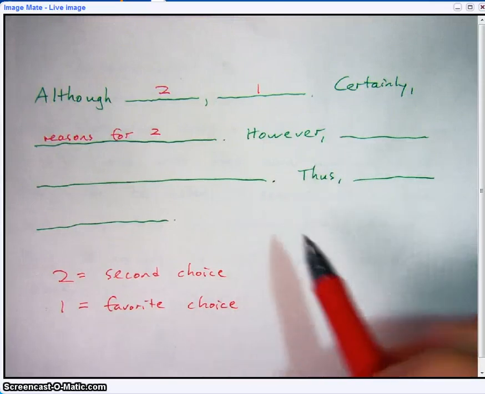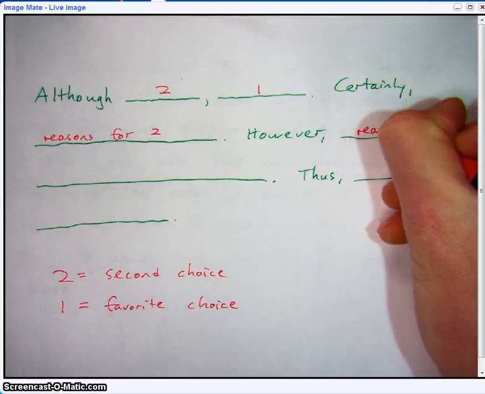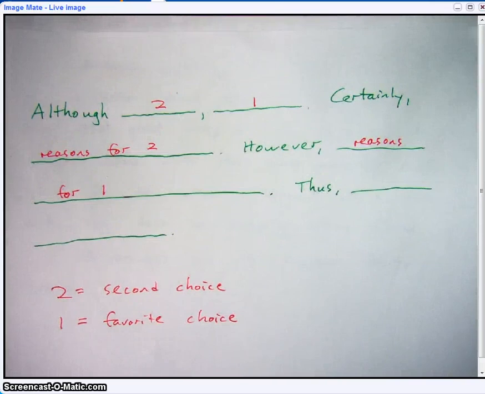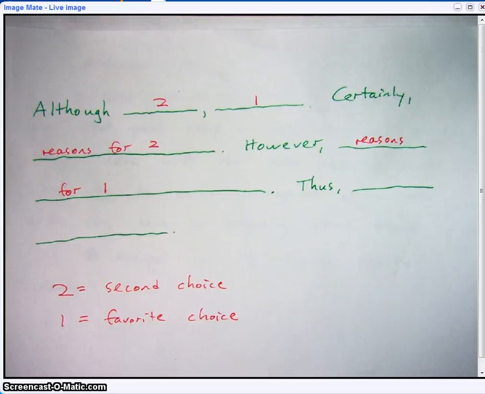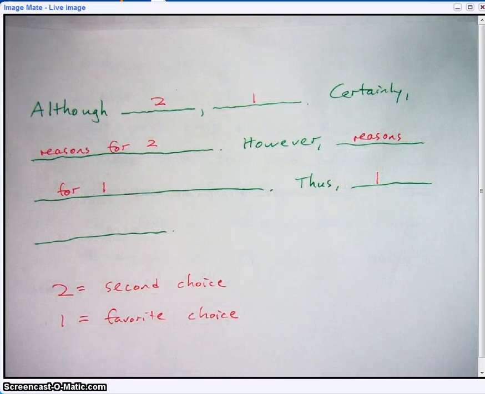Next I have "however," and then I have reasons for number 1, okay? Reasons why the first choice I have made, the one that I am ultimately going to answer, has better reasons to support that choice. Reasons for 1. And finally, "thus," and this is where I say, thus, clearly number 1 is the best answer in this case, okay? So that's how this works. Although 2, comma 1, certainly reasons for 2. However, reasons for 1. Thus, comma 1.